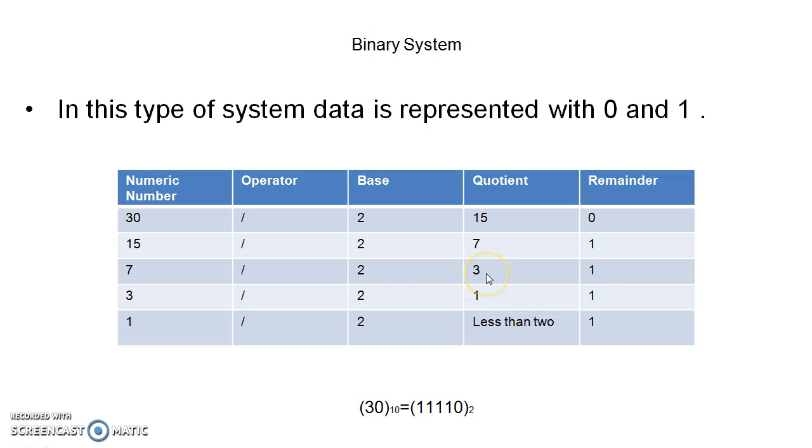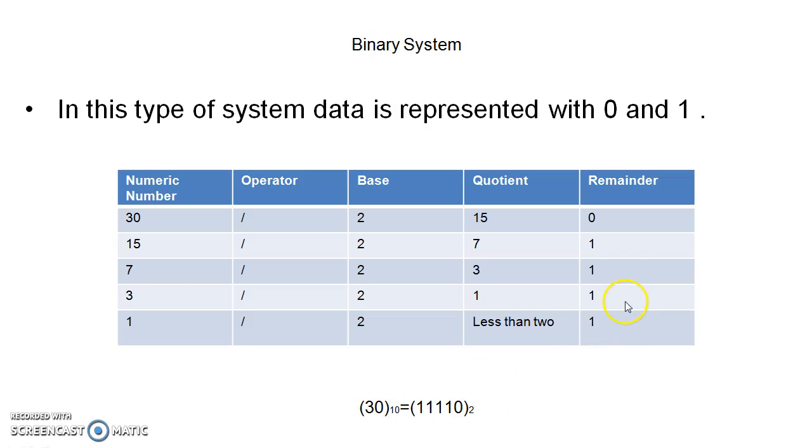We will get quotient 3 and remainder 1. Consider quotient 3 divided by 2. We will get a quotient 1 and remainder 1. Then consider quotient 1 divided by 2. Quotient is less than 2, that's why it is a remainder.